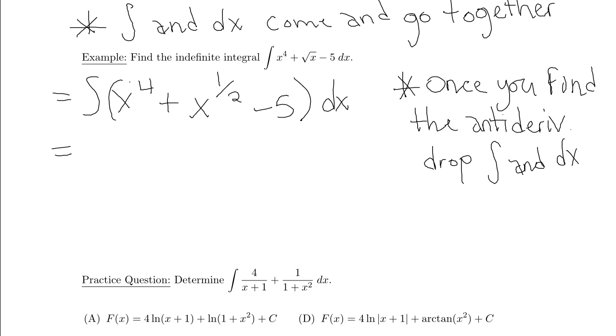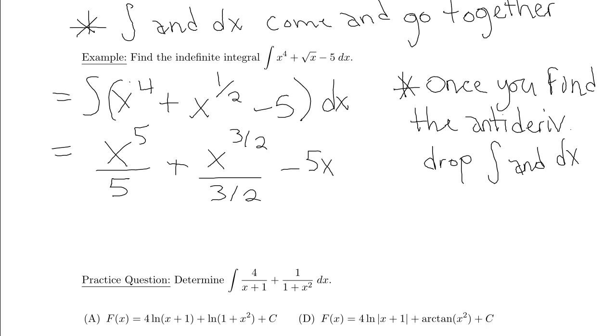Okay, so let's do this term by term. The antiderivative of x to the power 4 is going to be the power rule. So increase your exponent by 1. So it's x to the power 5 divided by 5. For x to the 1/2, same thing, power rule. We increase the exponent by 1, which is x to the 3/2, and we divide by the exponent, which is 3/2. Last but not least, we have the antiderivative of minus 5, and that's just going to be minus 5x, right? We're trying to find a function whose derivative is minus 5, so it's going to be minus 5x.